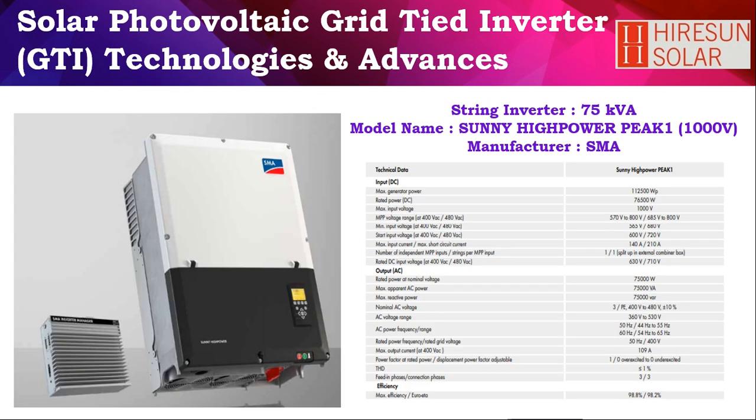This is one of the other manufacturing units of SMA string inverter, 75 kVA, Sunny High Power Peak 1, which can withstand up to 1000 volt. Now in the current situation, the solar panels might be connected in series formation, because if you add the panels in series, the voltage will rise. It can withstand up to 1500 volt. So this is the technology.